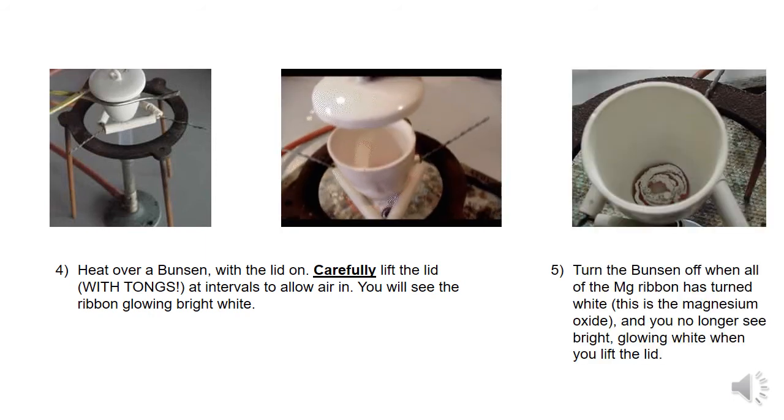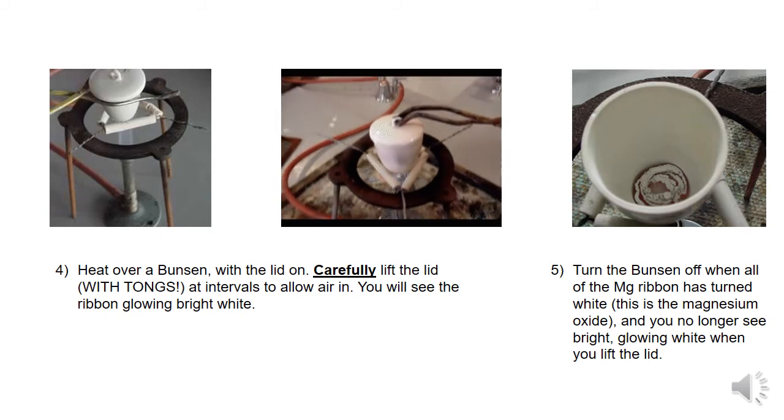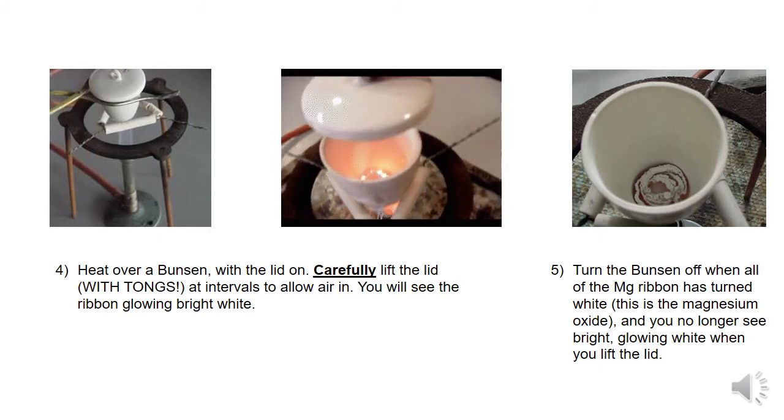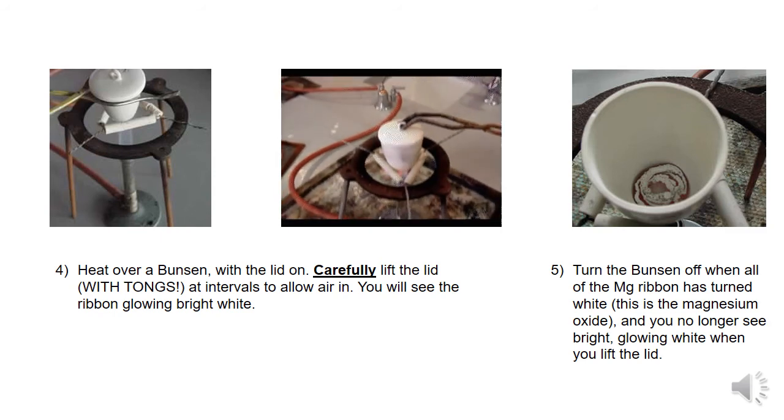And then what we've got here is step 5: turn the Bunsen off when all of the magnesium ribbon has turned white. This is the magnesium oxide, and you no longer see the bright glowing white when you lift the lid.